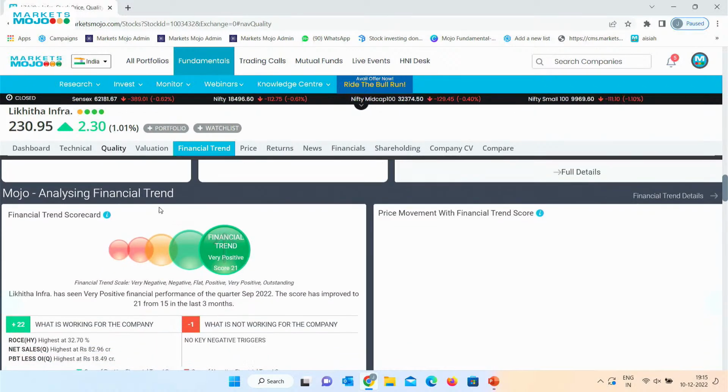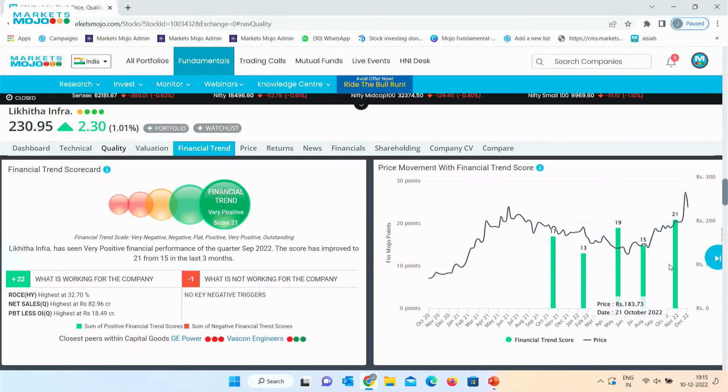Valuation is very attractive, which is good. Scroll down below, financial trend. Okay, so the financial trend has been positive all throughout, 17, 13, 19, 15, 21. So this is a really positive signal over here.